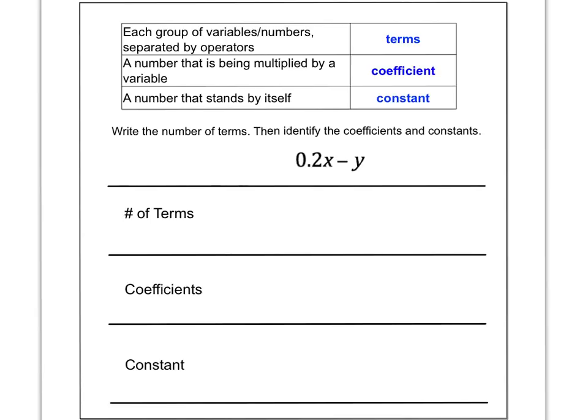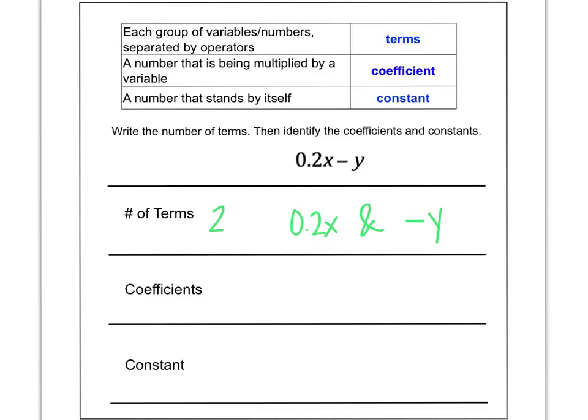In this next example, I have 0.2x minus y, and again I want to pick out the number of terms, the coefficients, and the constants. Looking, I still only see one operator, so I know that I have two terms. In this case, I have my 0.2x. And then looking at this second term here, I'm actually going to consider it as a negative y instead of just y by itself. That way I know directly looking at these terms that it is a negative y, and I'm not adding a positive or anything like that.